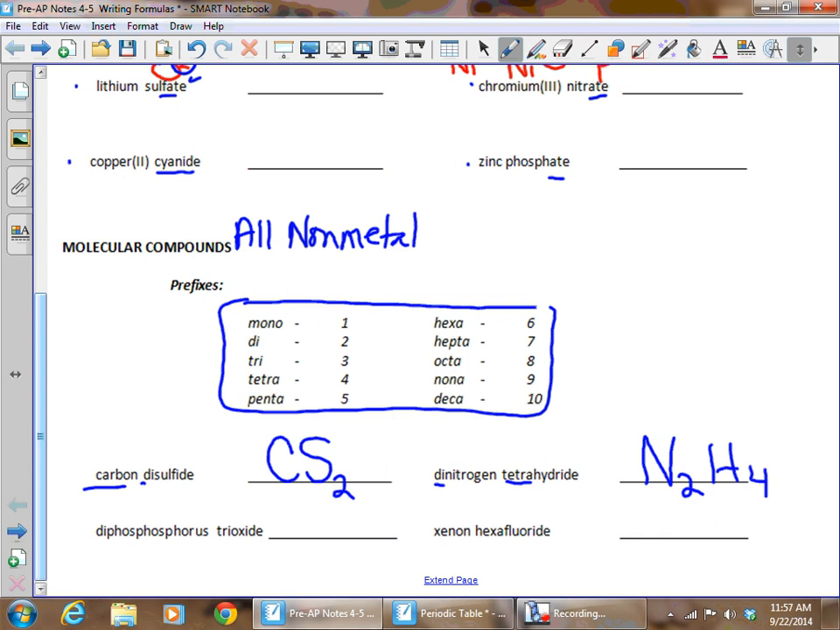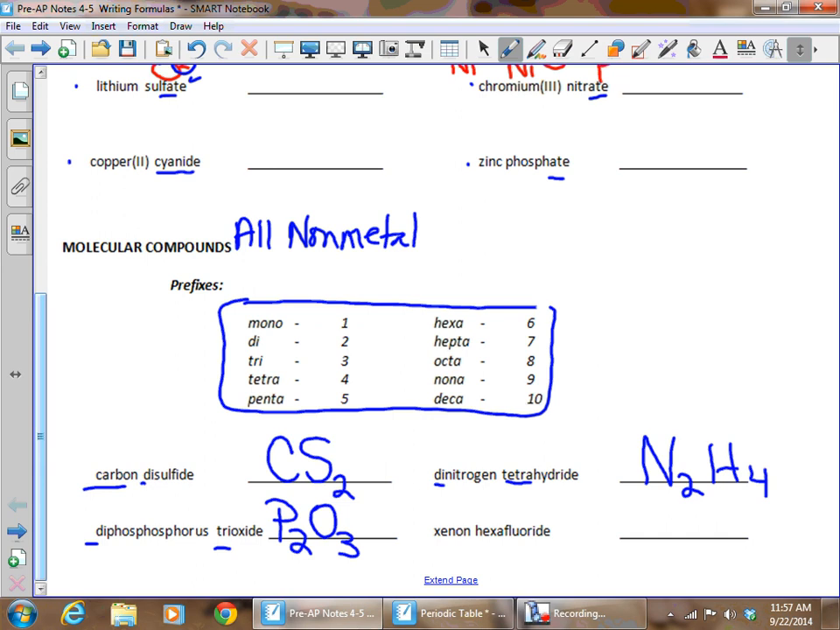So why don't you pause it real quick and see if you can do the last 2 on your own real fast. Hopefully you realized that with the di and the tri here, that phosphorus, I got a little carried away on the name, it's diphosphorus, so we've got phosphorus, and there are two of them. And trioxide, oxygen with 3, so P2O3.